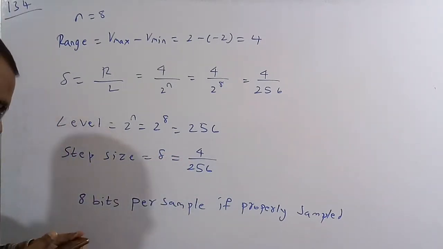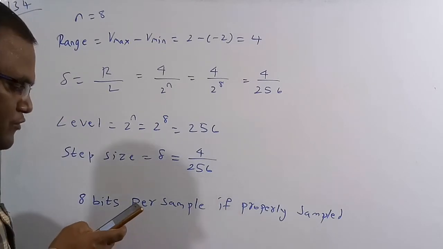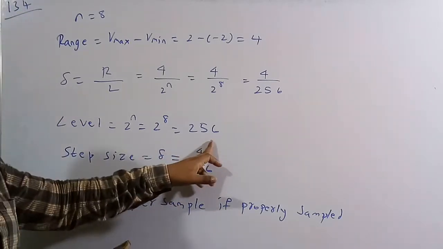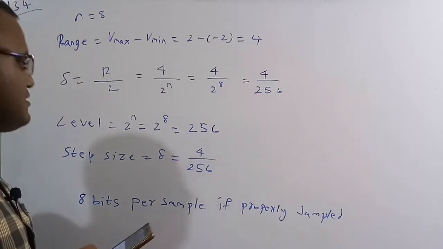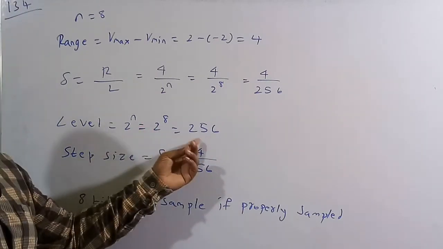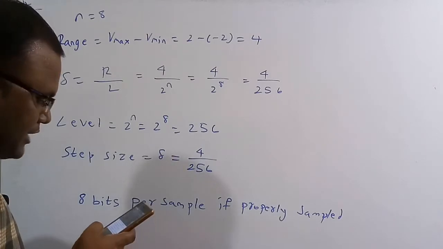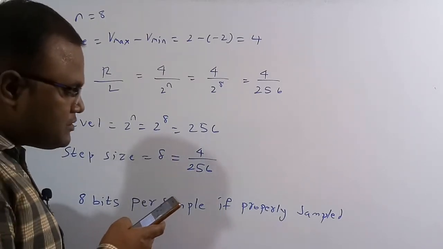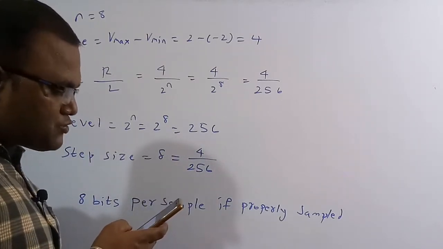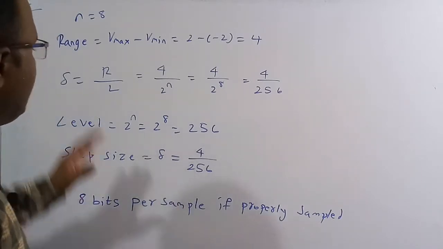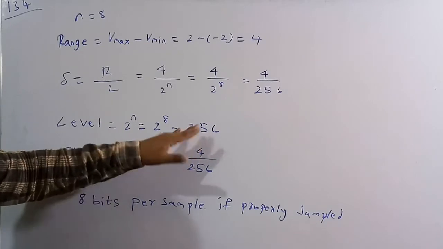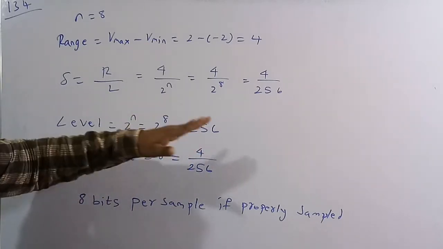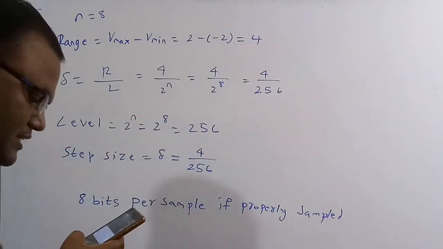If you see option A, they have given 255 levels, but here we are going to get 256 levels. So option A is wrong, and option B is 25 levels. But here the number of levels is 256. So option B is also wrong. In option C, they have given 8 bits plus 2 levels at minus 2 and plus 2 volts. See here, with 8 bits we can only get 256 levels. We can't get more than 256. This is the maximum limit. So option C is also wrong.